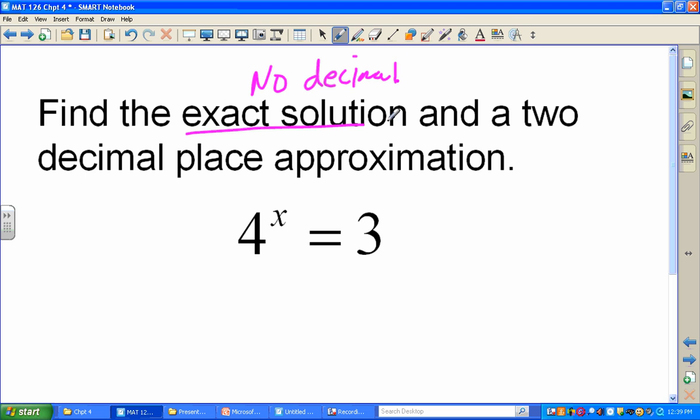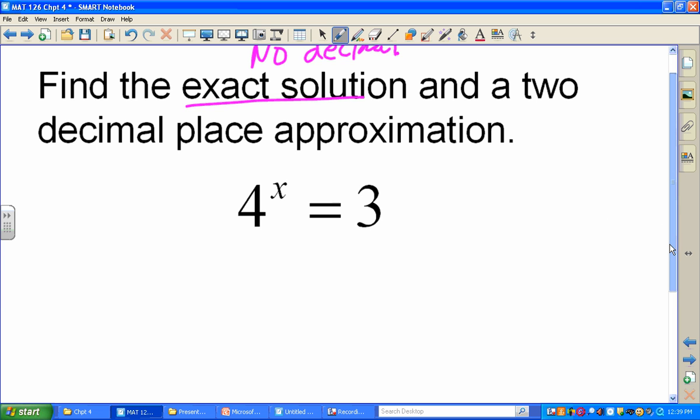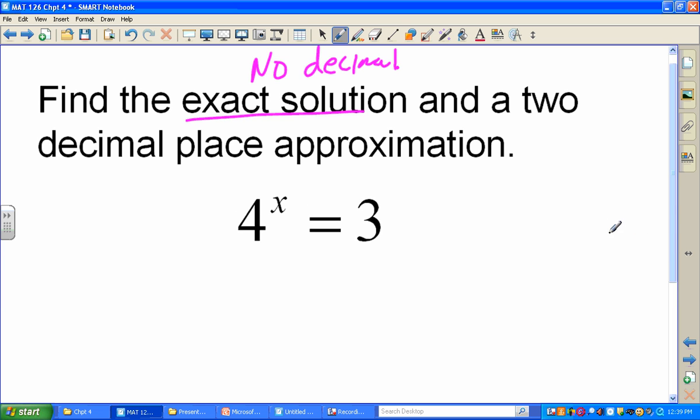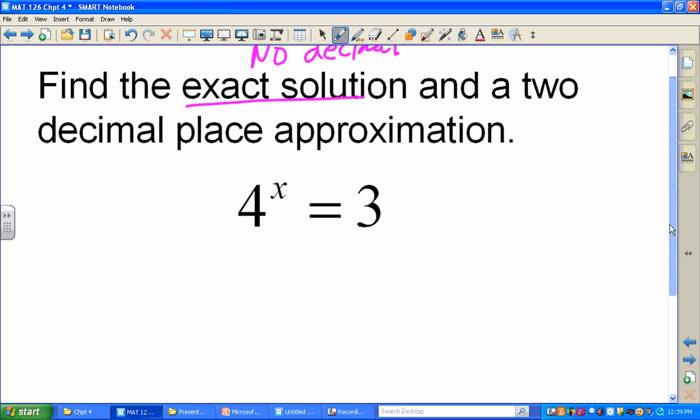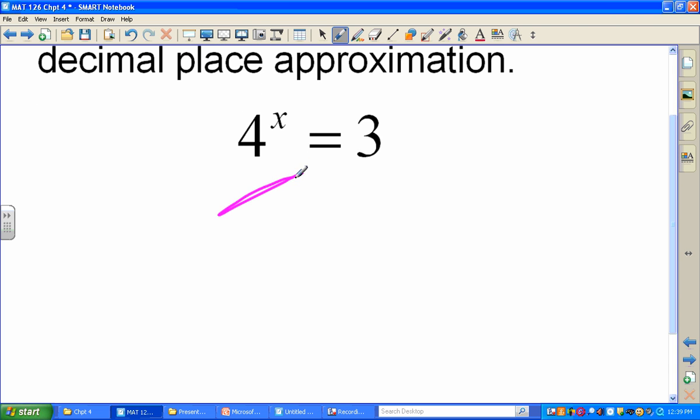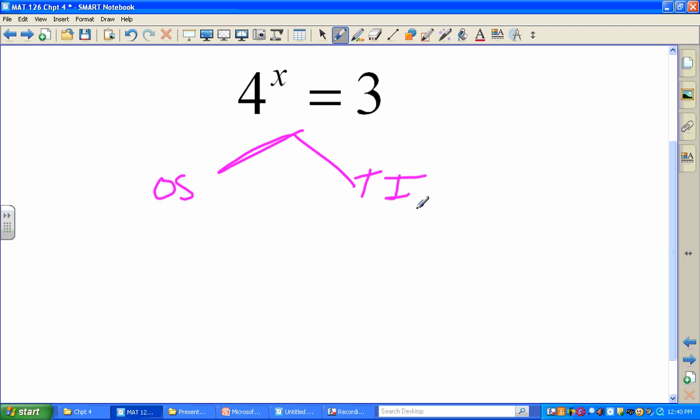And a two-place decimal approximation. Okay? I think I'll do them two different ways. Don't you think that would be fun? Sure. Accessorize a little bit. Old school, and then the TI. I never had the TI option when I was an undergrad. Always wish I had. I never did.